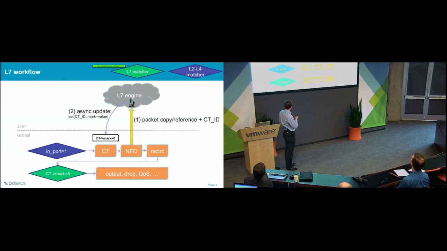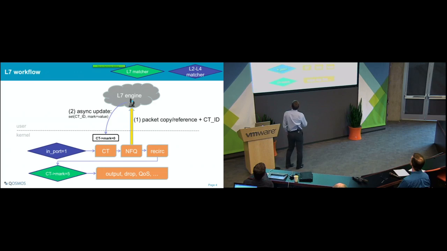Here is the conntrack we talked about right before, and this is the NFQ, which is already a use case of this new framework. I've got a caption: in blue, this is a layer 2 to layer 4 matcher, and in green, this is the layer 7 matcher, and I will explain that after.